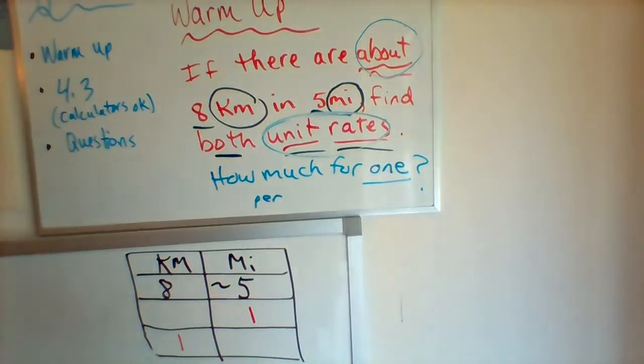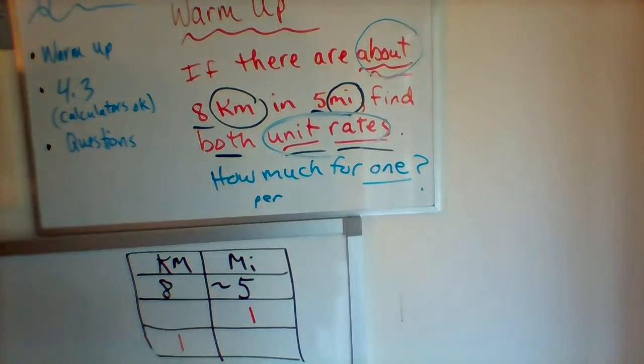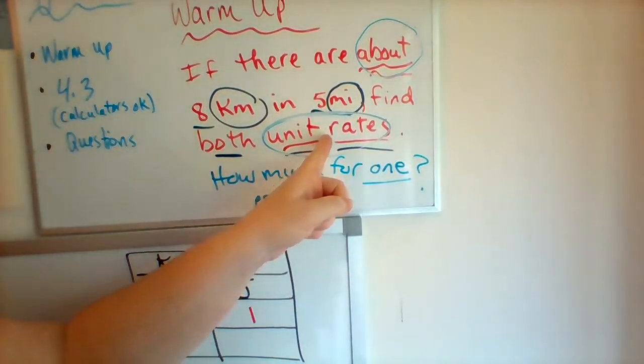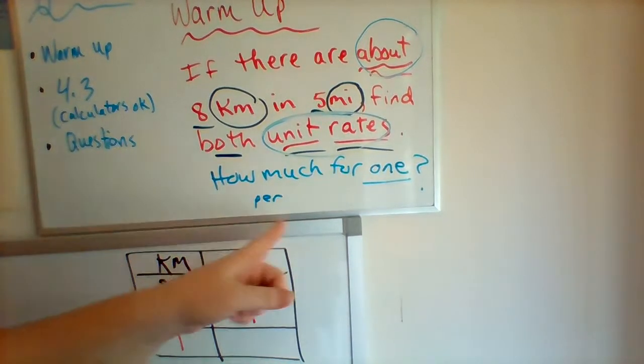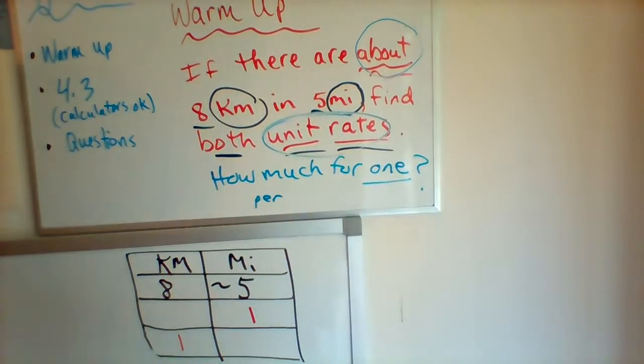Okay. Now, Alex, yes, it was 1. How much for 1? A unit rate or a unit price answers the question, how much for 1? What is the value of 1? And like Rusmeli said in her definition, how much per something, okay? Per. Very, very important keyword for unit rate.